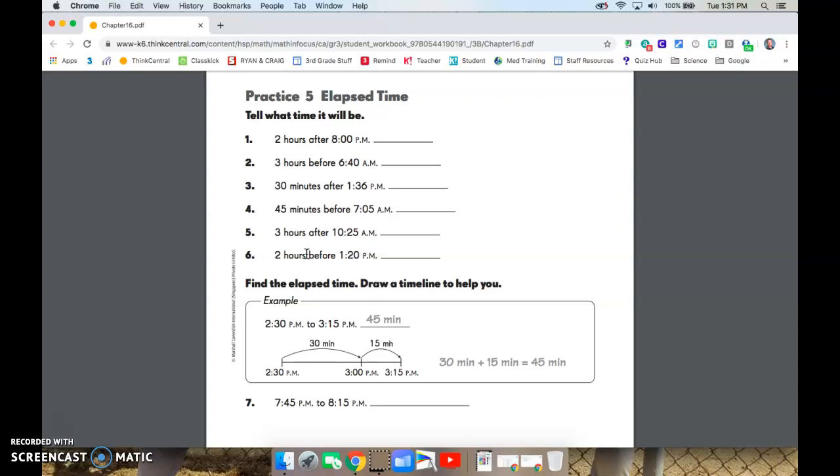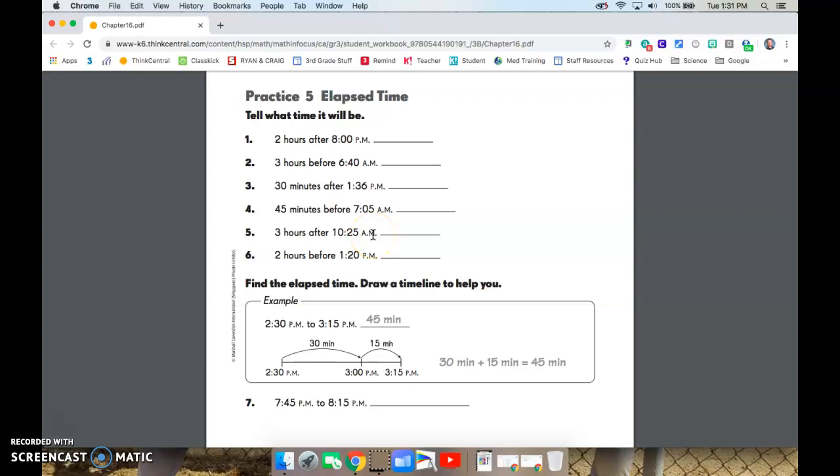3 hours before 6:40 a.m., meaning in the morning. So 6 hours minus 3 hours is 3:40 a.m. 30 minutes after 1:36 p.m. So adding another 30 minutes, we can have 1:66 p.m. So it would flip to 2:06 p.m.